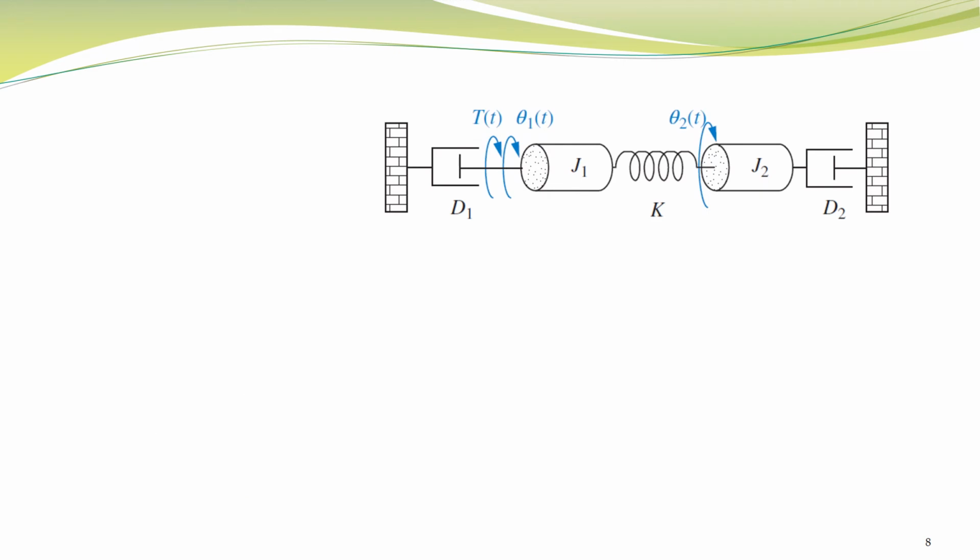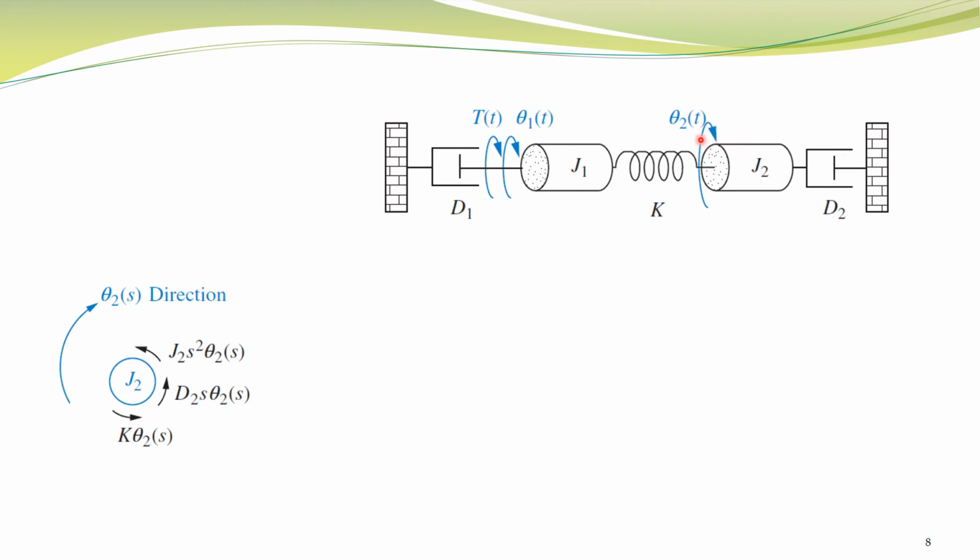In the previous slide we obtained a free body diagram for this displacement, and now we obtain the free body diagram for this displacement theta 2. The steps are the same. First we keep this object stationary, fixed, and move it in the direction of theta 2, and determine all the torques which are acting over here.